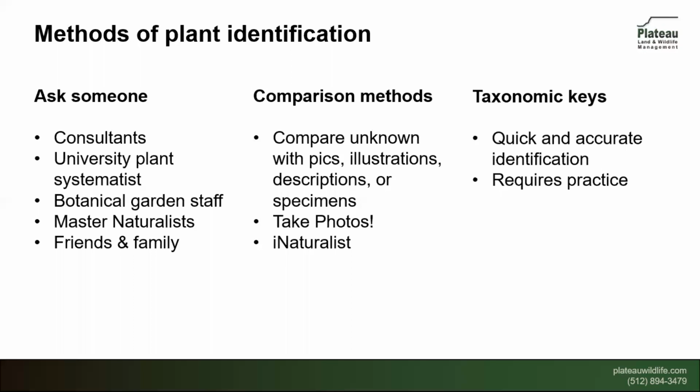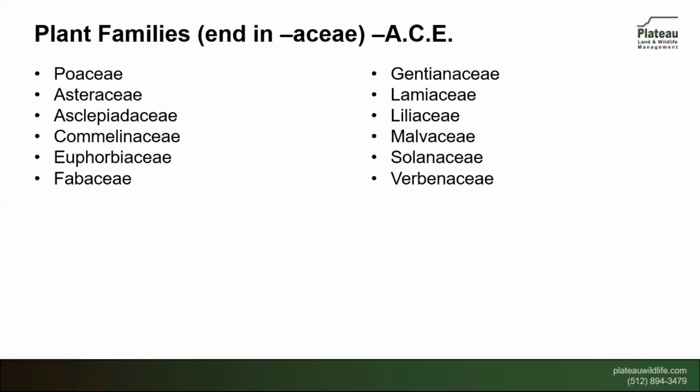There are taxonomic keys which make it fast and easy to get an accurate identification, but they require quite a bit of practice. You've got to know the vocabulary, you've got to know how to use them, understand plant anatomy to make those really functional for you. So we're not going to spend time on taxonomic keys today, but that is one. As you advance, you may start to use some of those, and you'll see them in some more advanced field guides as well. So we're going to talk a lot about plant families today.